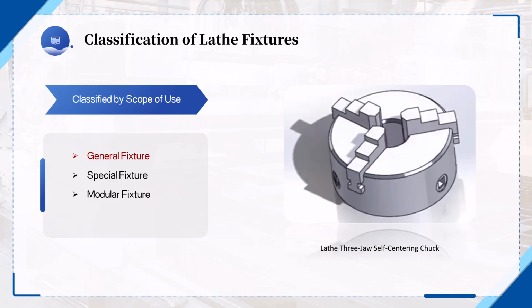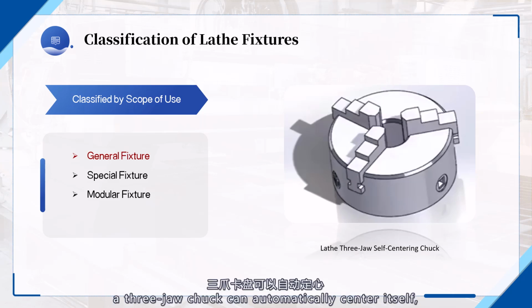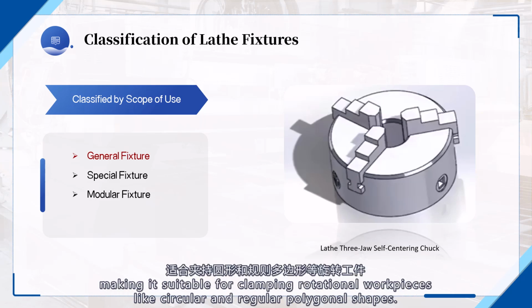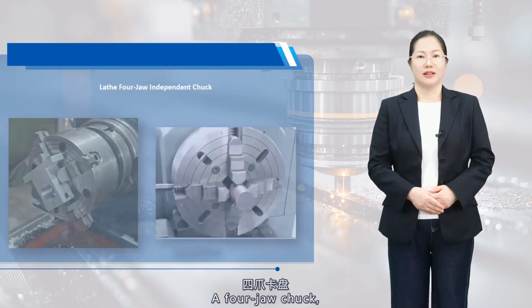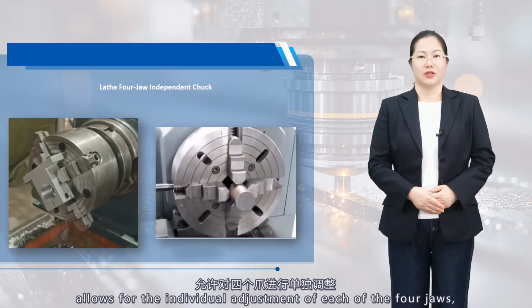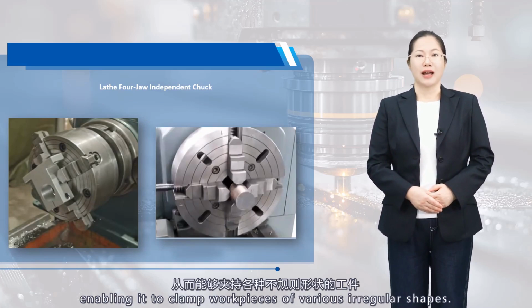For example, a 3-jaw chuck can automatically center itself, making it suitable for clamping rotational workpieces like circular and regular polygonal shapes. A 4-jaw chuck, on the other hand, allows for the individual adjustment of each of the 4 jaws, enabling it to clamp workpieces of various irregular shapes.